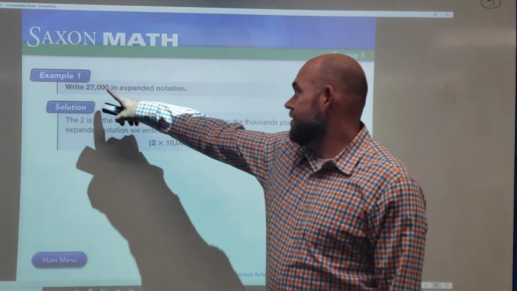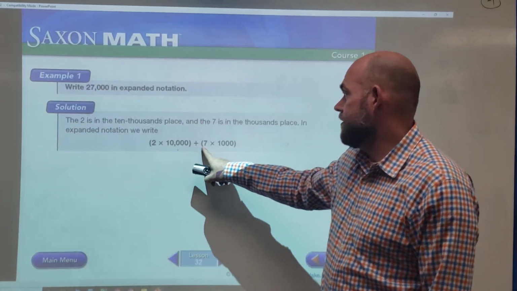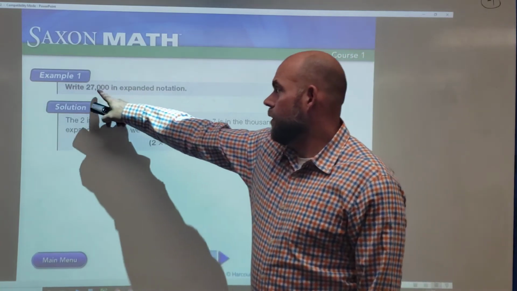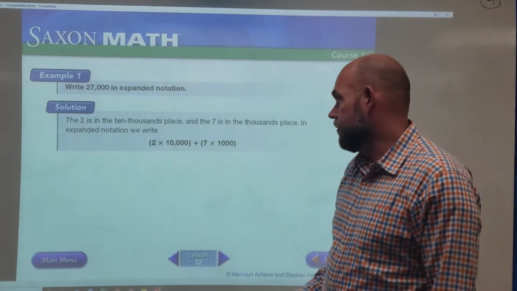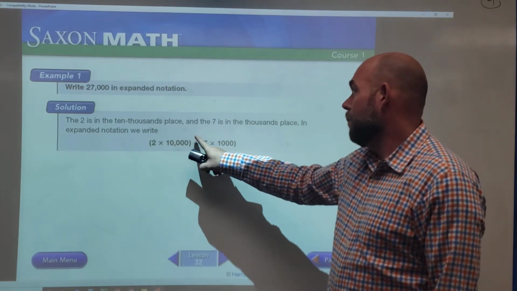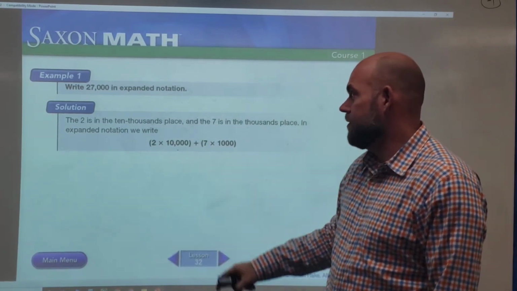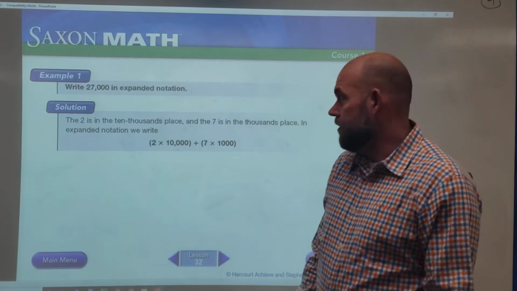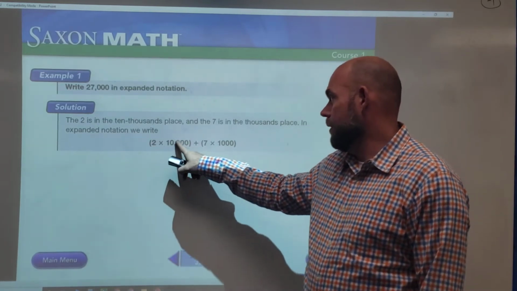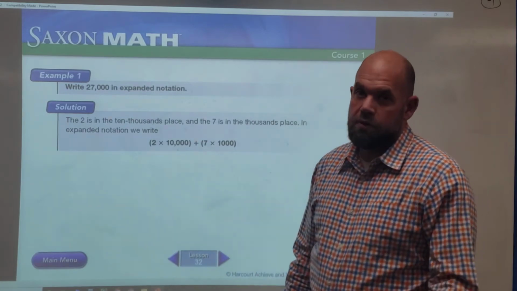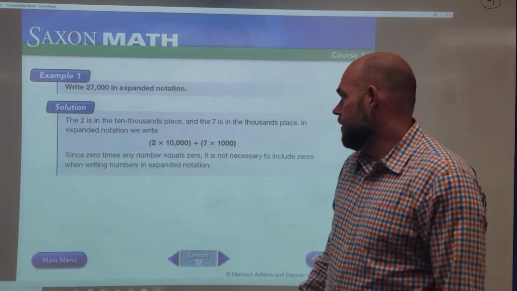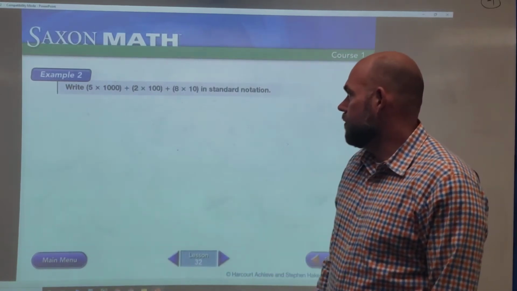Then for the 7, the 7's in the thousands column, so we can do 7 times 1,000. Then for all these zeros, we don't have to do anything. So we're only looking at the digits that aren't zeros. So 2 times 10,000 plus 7 times 1,000 equals 27,000. And we know that because we can just go ahead and multiply that out. 20,000 plus 7,000 equals 27,000. So that's how we do our expanded notation.